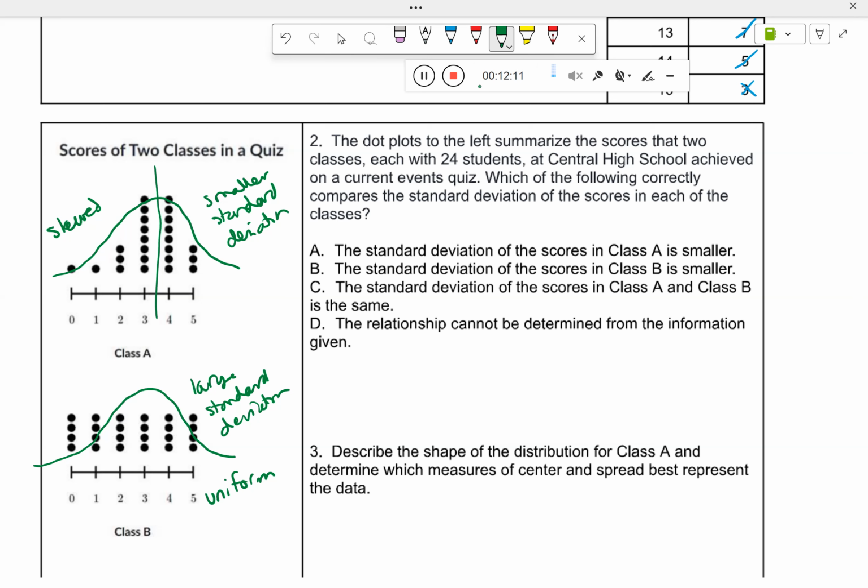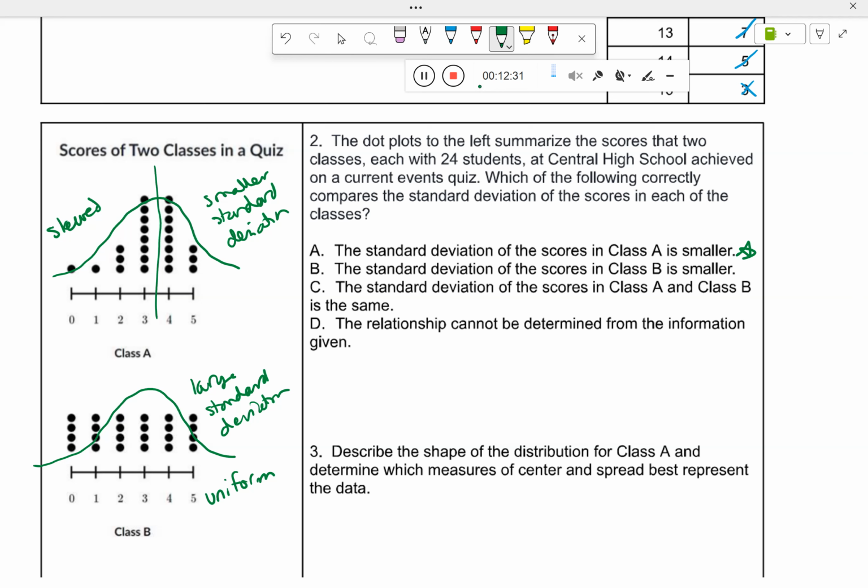So now let's read the multiple choice options. It says the standard deviation of the scores in class A is smaller. Well, that's what we kind of decided when we looked at the data. So my first instinct is that that is the answer. But on the SATs, I always want to be careful to read all of the multiple choice options and make sure there's not something else that could also be a correct answer.